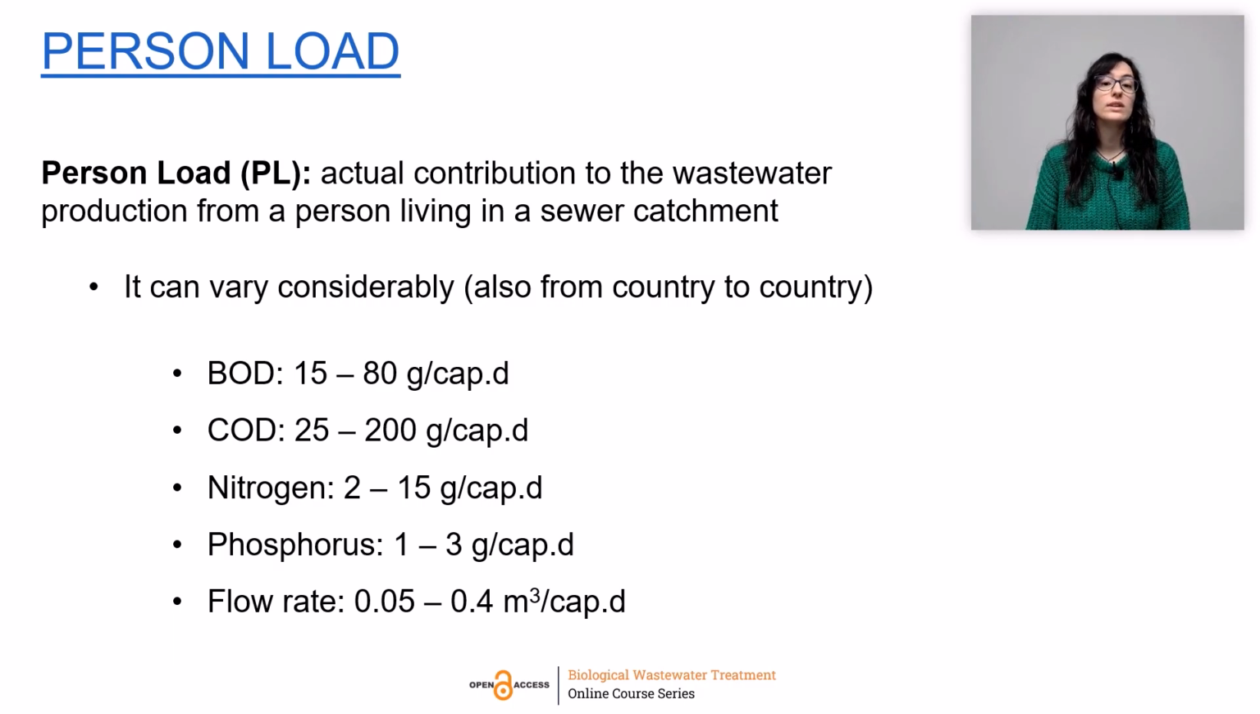The person load can be expressed based on different wastewater characteristics, such as organics. We can express it, for example, in terms of BOD or COD. But we can also express it based on nutrients, such as nitrogen and phosphorus. And we can also express it based on flow rate, for example.